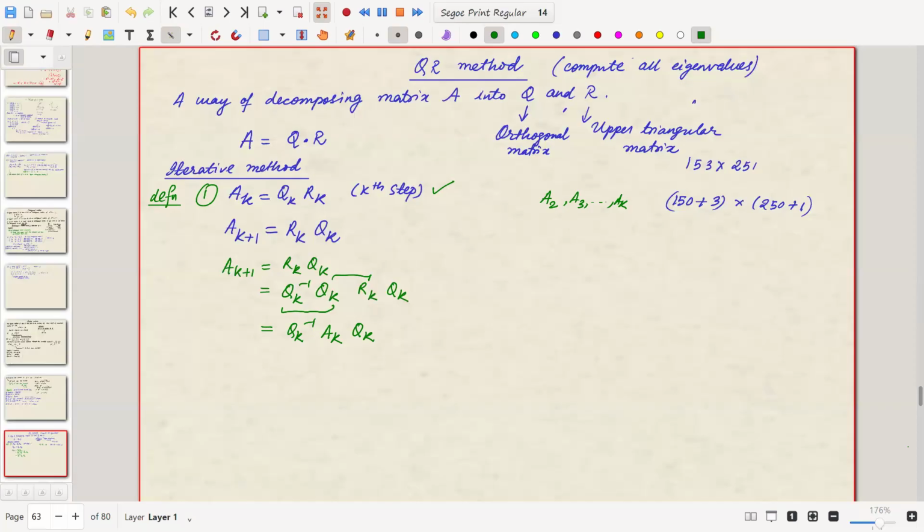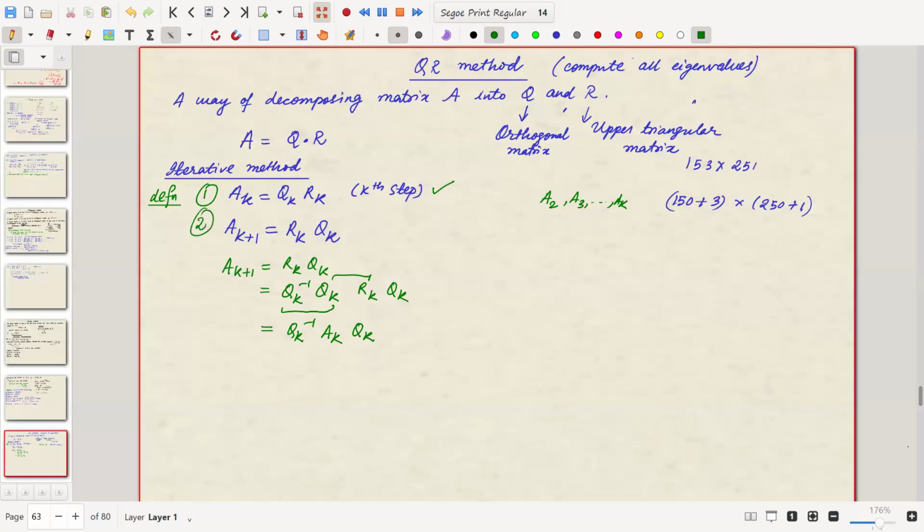Yes. That is the statement, nothing else. Why it is the case, you don't have to worry about it. Just know that it is the case. Now, the next step, that is the future step, A_{k+1}, how I am defining, that is where the essence of the QR method lies.